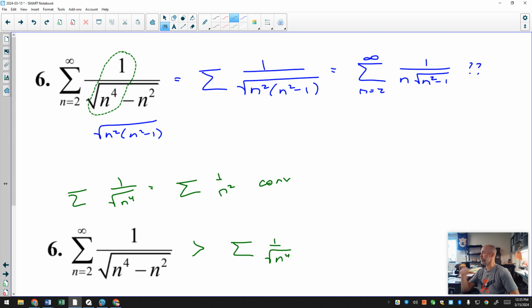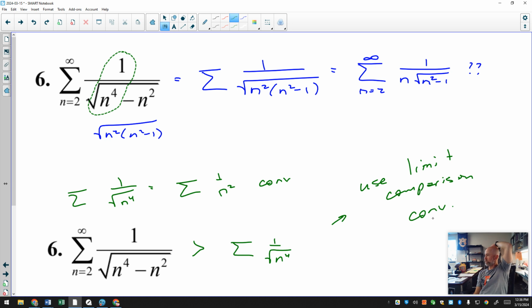Direct comparison fails, so we go limit comparison, and it'll turn out that the limit is going to equal 1. That minus n squared is not going to be enough to move the needle on the convergence or divergence. That high power term is driving the behavior of the series. And so this one is going to converge. And I'll just say we can use limit comparison. And the end result will be converged.